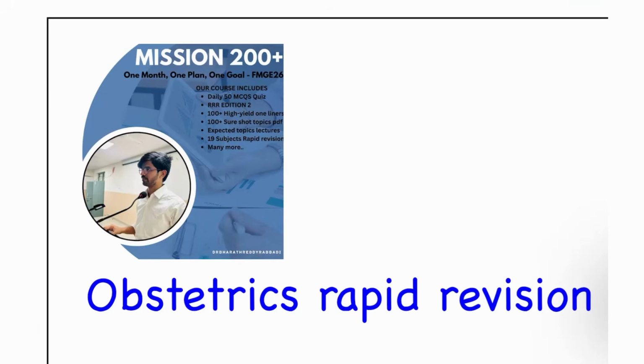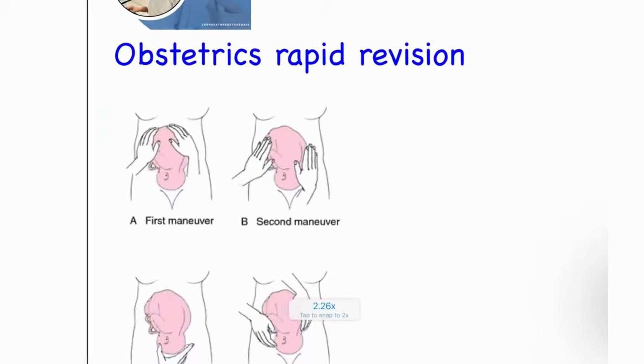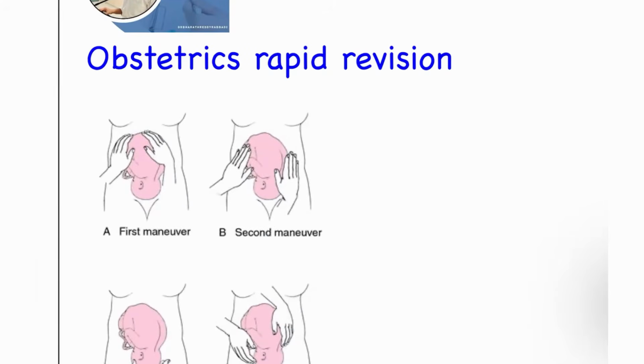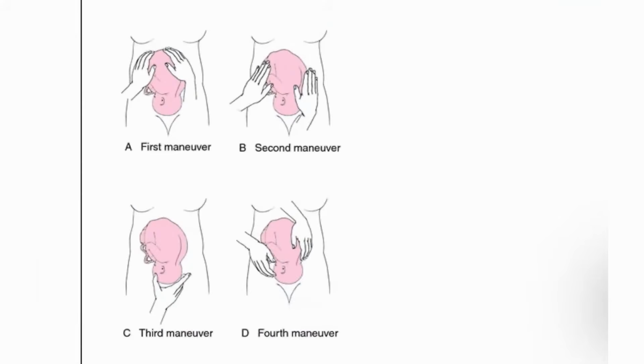Here in the discussion, we will be discussing obstetrics part 1 today, and next, part 2, gynecology, tomorrow. So this is known as Leopold's maneuver. The first one is known as the fundal grip. Here, as the examiner, we are going to check on the fundal side. This side we are going to check.